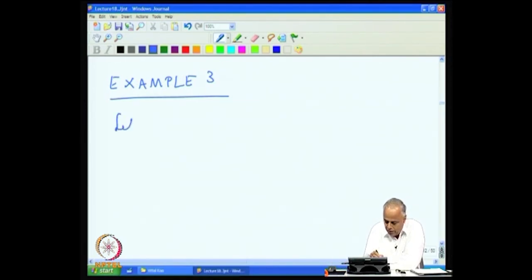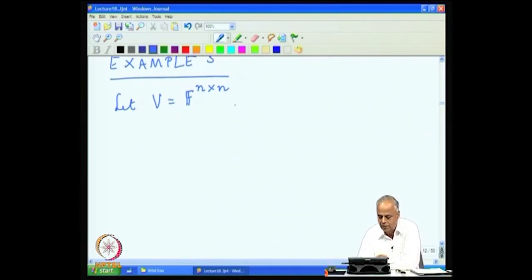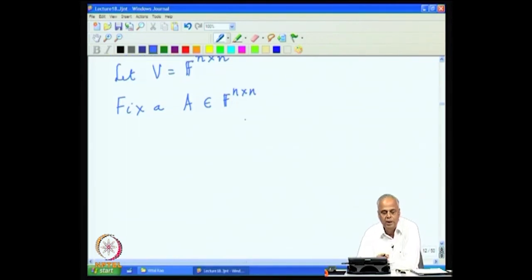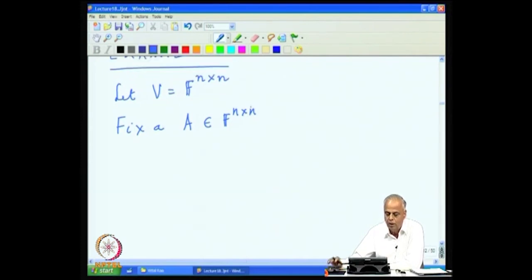So, now let us look at the vector space V to be the set of all n by n matrices over F. So, it is the vector space of all square matrices of size n by n over the field F. We have already seen that this is a vector space with the usual matrix addition and scalar multiplication rules for matrices. Now, look at this vector space. Fix a vector here. What are vectors here? They are all matrices. So, fix a matrix A in F^(n×n). Once you fix a matrix A in F^(n×n), through this again we are going to generate a linear transformation on F^(n×n), which means we are going to generate a linear operator on V.